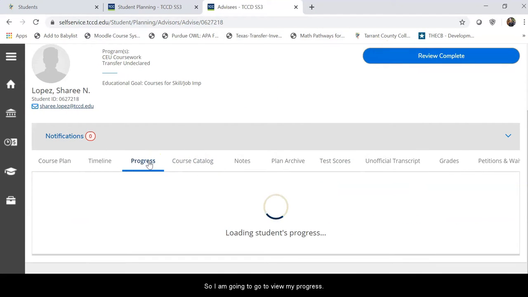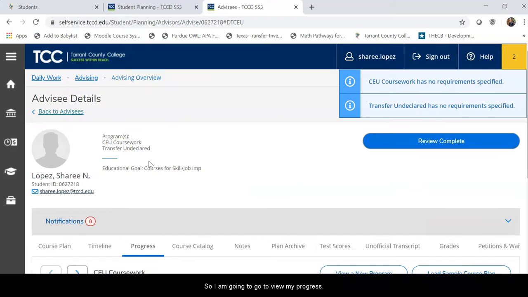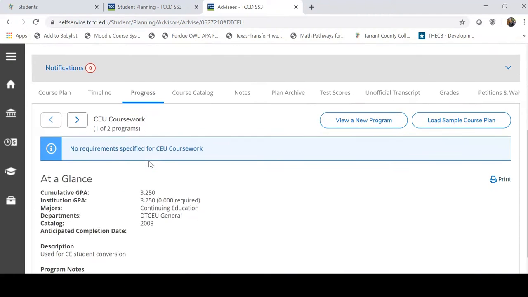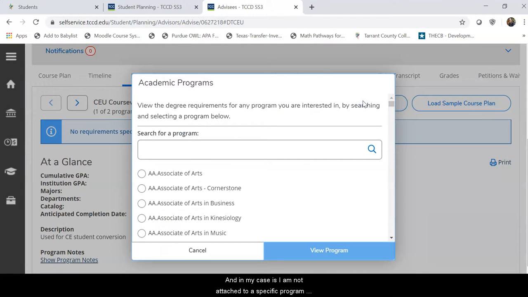So I'm going to go to View My Progress. And in my case, since I am not attached to a specific program, I need to put one on for sample purposes. Nine times out of ten, if you are planning to transfer to an area university, then you're probably attached to the Associates of Arts program.